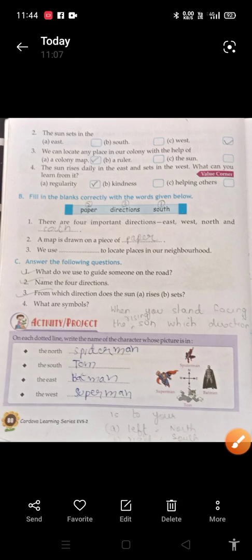So now we have come to the end of the chapter and done the exercises as well.